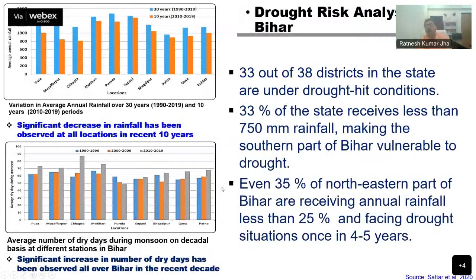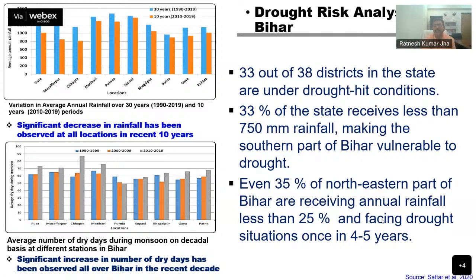Now this is the drought risk analysis in Bihar. So you see it is 30 years average and 10 years average rainfall. And we see that the 10 years average is always lesser than the 30 years average. So the rainfall is decreasing. Again, the average number of dry days are increasing. So 10 years average is there and the number of dry days are increasing day by day.